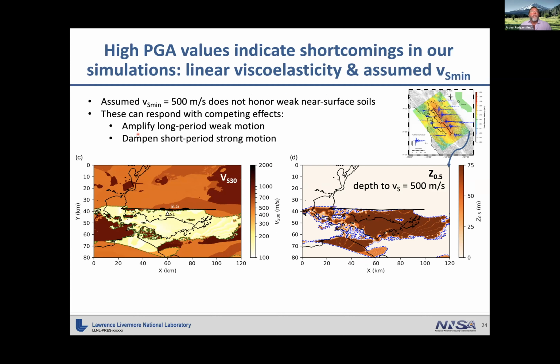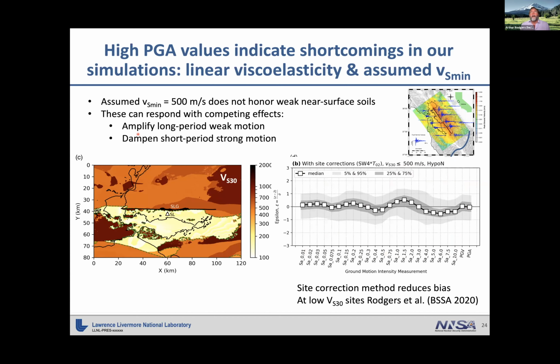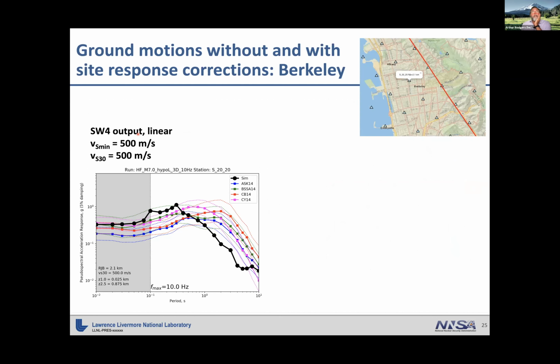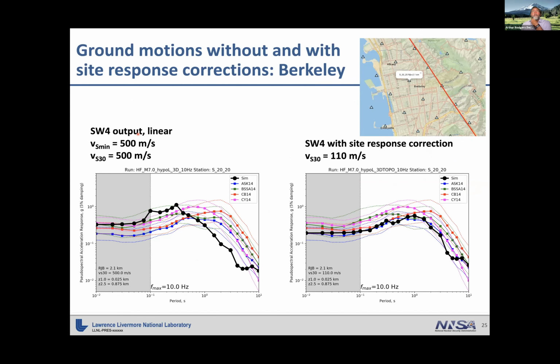So there are competing effects, right? Our assumption of the 500 meters per second means we're going to get a lower motion than we would expect in the real world. But if we're subjecting that site to 1G or 0.6G acceleration, we expect there to be some nonlinear damping. It's possible to develop site corrections. And when we do that, we can bring the observed, this is for a site here in Berkeley, we can bring that site in line.